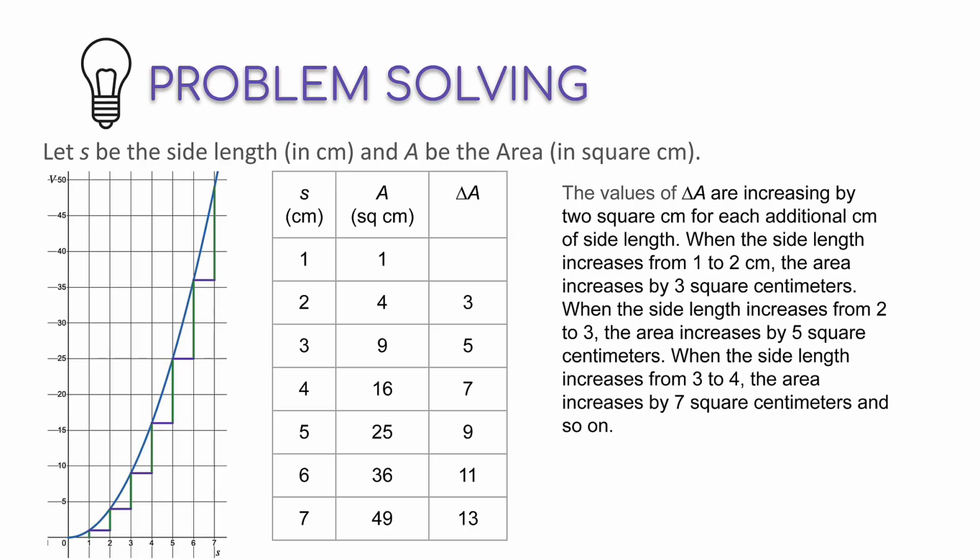I observe that the values of delta A are increasing by 2 square centimeters for each additional centimeter of side length. When the side length increases from 1 to 2 centimeters, the area increases by 3 square centimeters. When it increases from 2 to 3 centimeters, the area increases by 5 square centimeters. When it increases from 3 to 4, the area increases by 7 square centimeters, and so on. I go over to the graph and draw in the horizontal and the vertical changes. The horizontal changes are all equal to 1, and the vertical changes are 3, 5, 7, 9, 11, and 13, respectively.